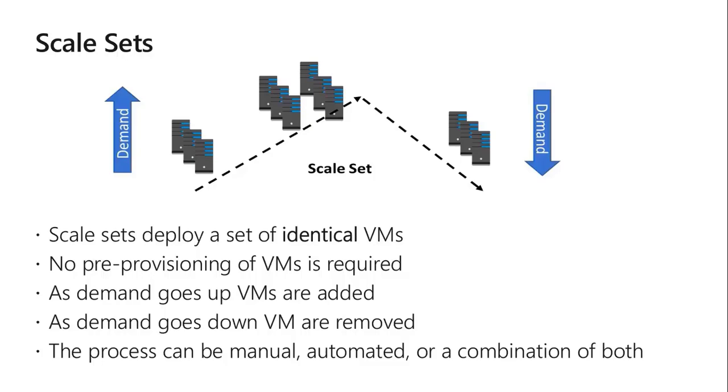Hello everyone. Let's learn about virtual machine scale set today with a practical scenario. Scale set is a service of Azure which deploys a set of identical VMs to address scalability issues. The prime feature of this service is when there is demand, my VM count goes up. Once the traffic comes down, my VM count also comes down.